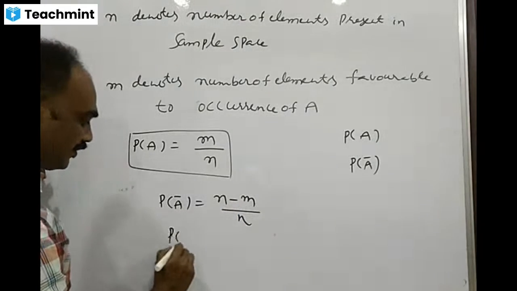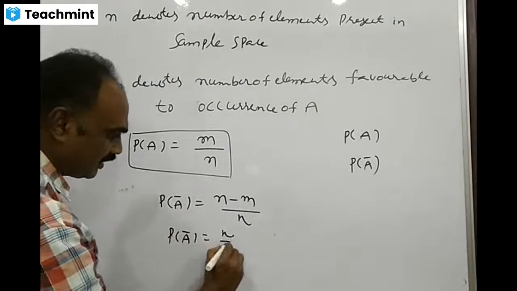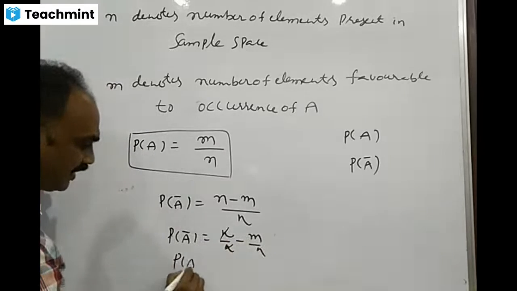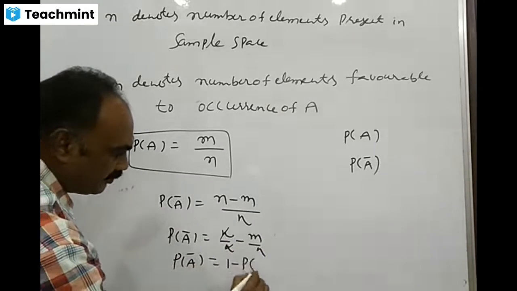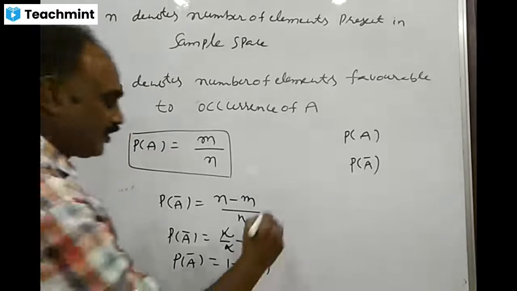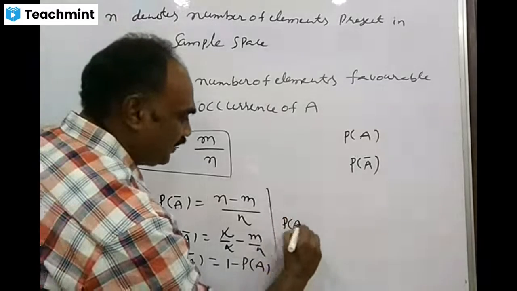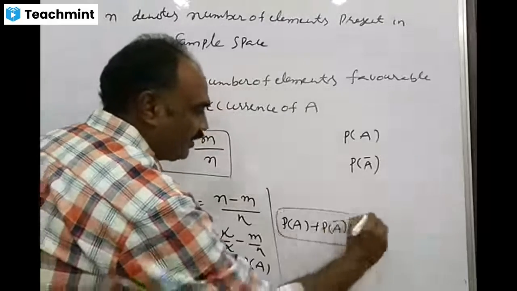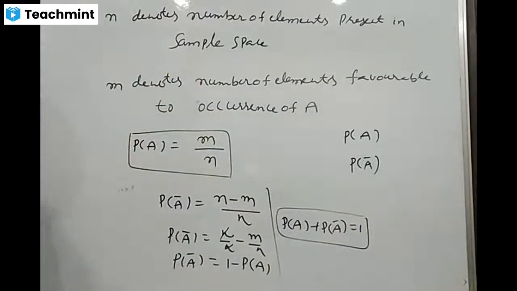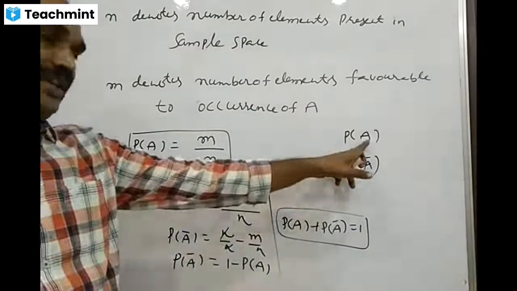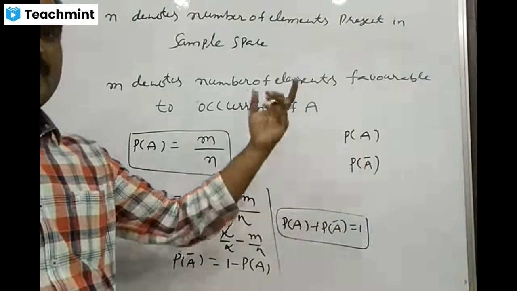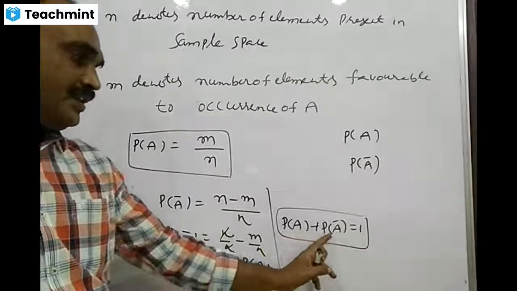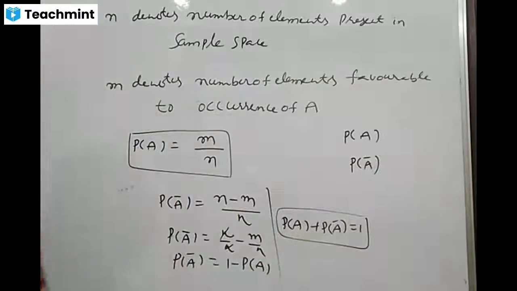So P of A bar is equal to N by N minus M by N. Here N gets cancelled. P of A bar is equal to 1 minus M by N, which is 1 minus P of A. So here what is the formula? P of A plus P of A bar is equal to 1. Probability of occurrence of A is P of A, probability of non-occurrence of A is P of A bar. Here P of A plus P of A bar is equal to 1.